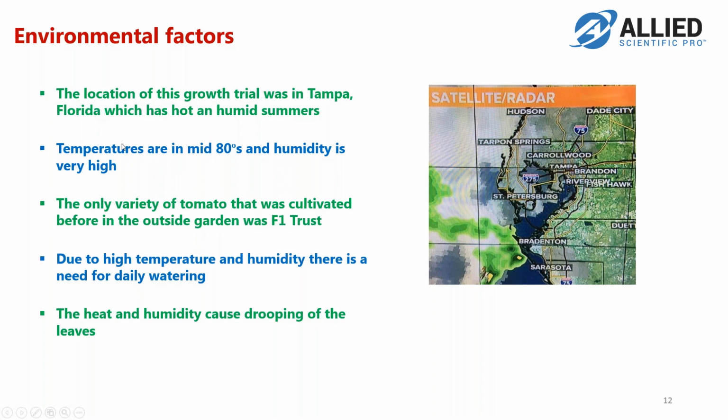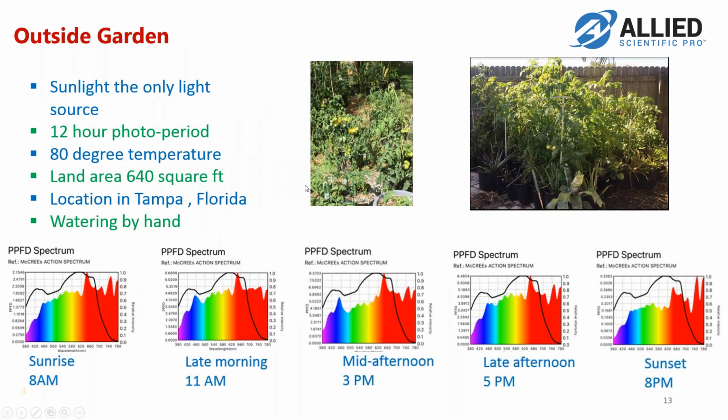It's very humid. It has very humid summers, with temperatures in the mid 80s. The only variety that was cultivated there before, as I mentioned, was the F1 Trust, and there's a need for daily watering due to high temperature and humidity, and heat and humidity cause drooping of the leaves. So here's a picture of the outside garden. The sunlight photoperiod was 12 hours, 80-degree temperature, and watering had to be done by hand every day.